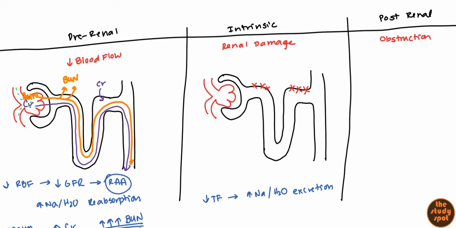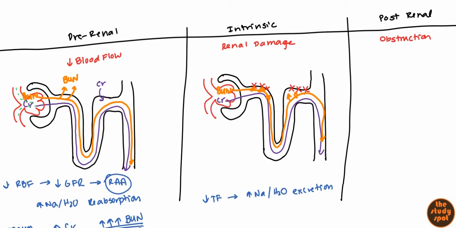Now, this also has an effect not only on sodium and water, but on your BUN and creatinine. Just like before, your creatinine is going to go through just as normal, and your BUN will go through just as normal. As we already know, creatinine doesn't get reabsorbed, so you wouldn't expect too much of an effect on creatinine. However, BUN used to get reabsorbed, and now it no longer can.